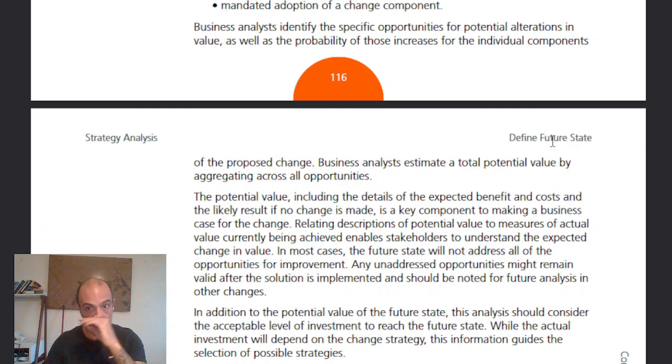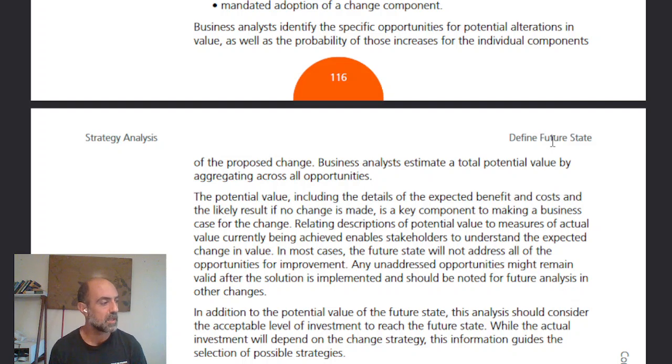Business analysts estimate a total potential value by aggregating across all opportunities. Remember, when we're measuring value, there's qualitative, quantitative, sales-wise, financial, opportunity costs, and all that stuff. The potential value, including the details of the expected benefit and costs, and the likely result if no change is made. That's also something that we have to include. It's a selling point, right?